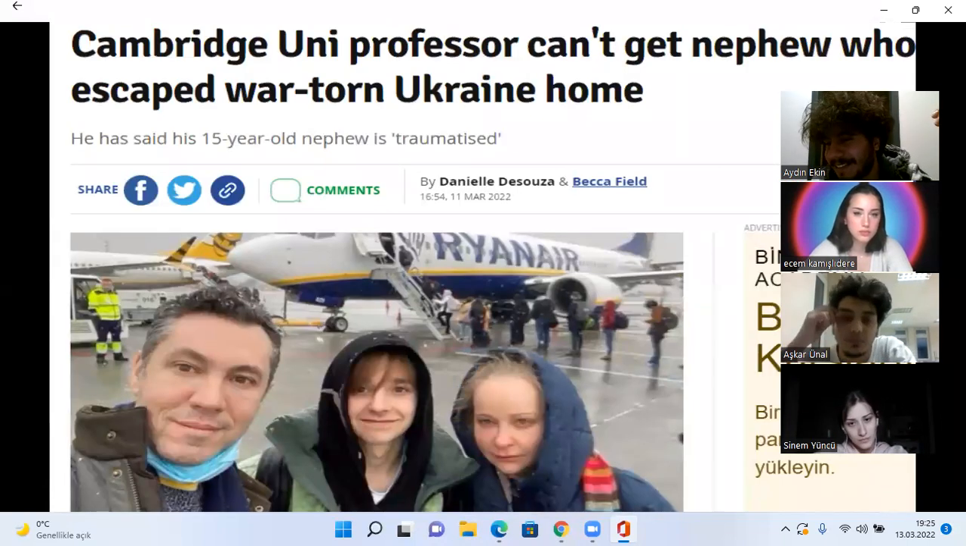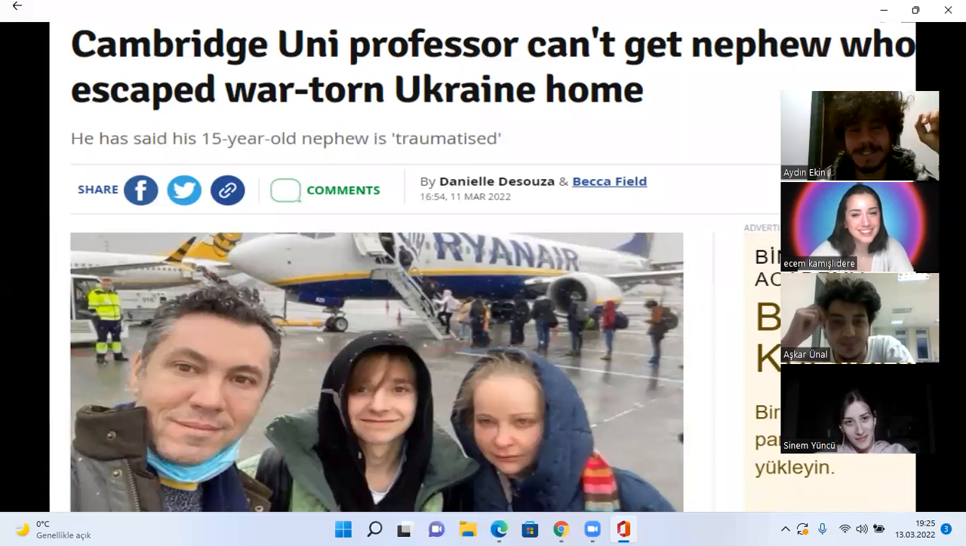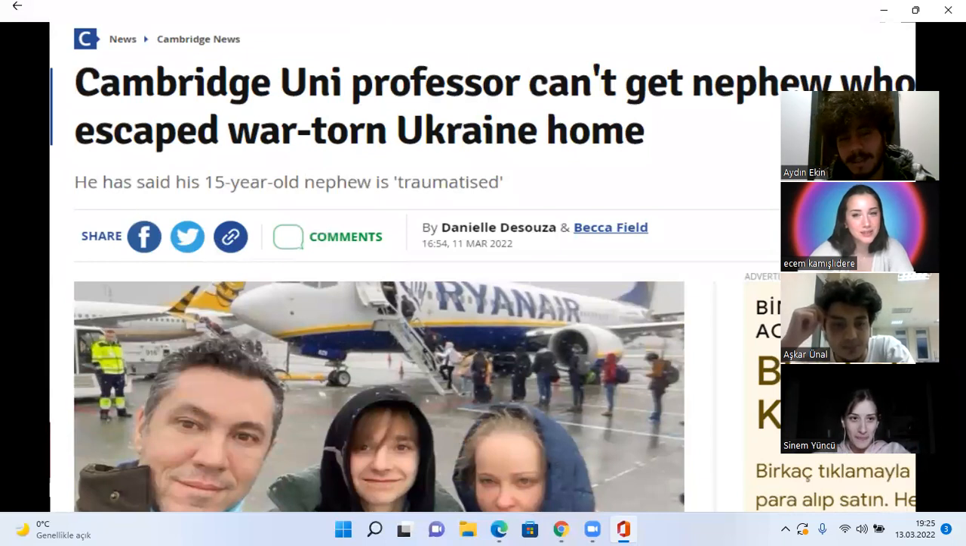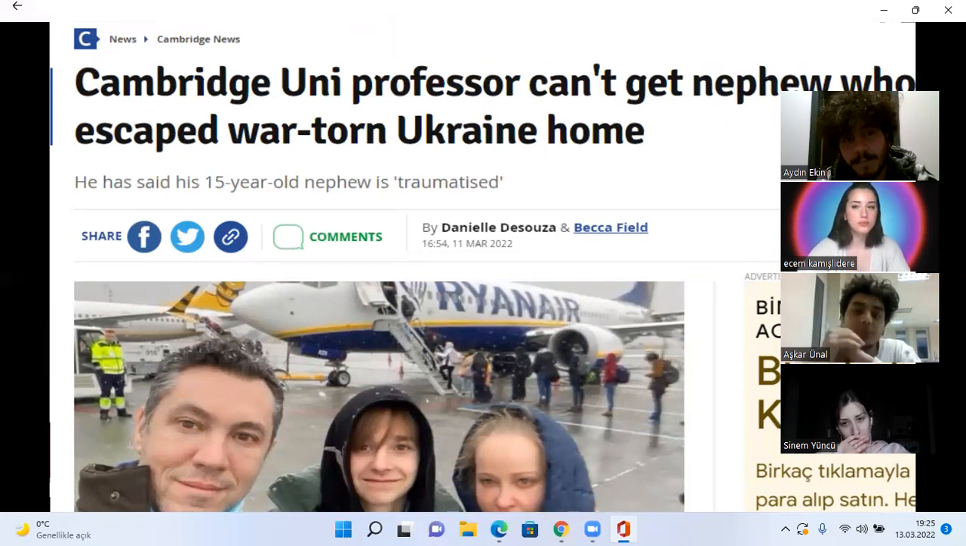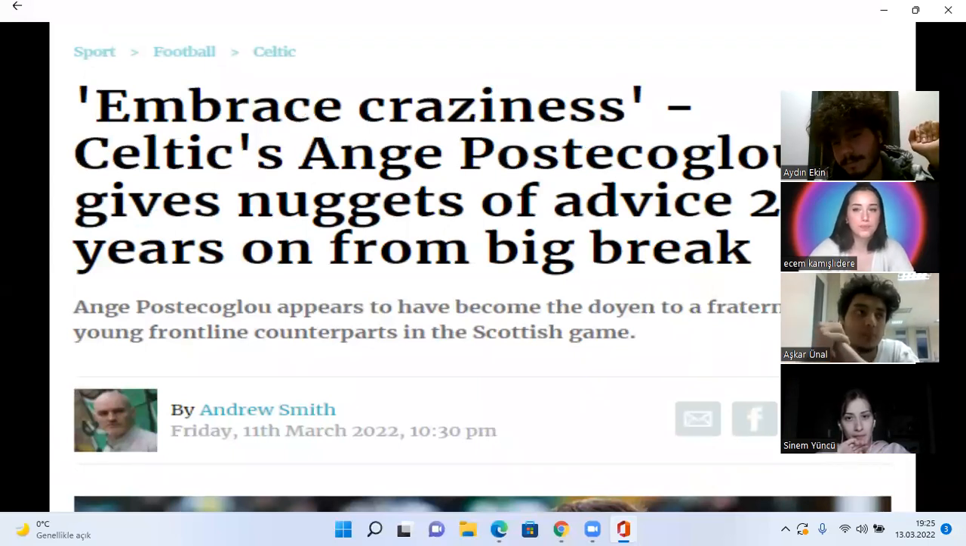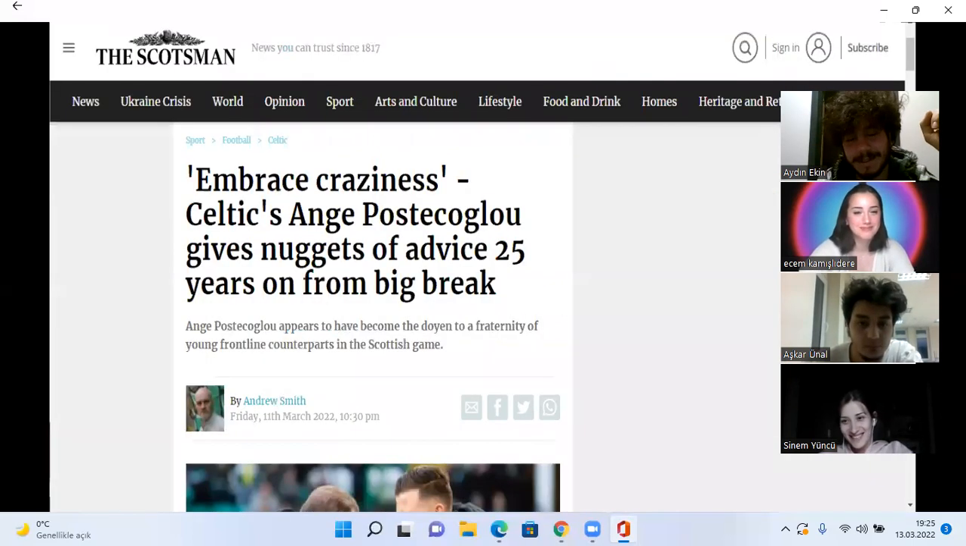So the next one is very clear, I think. Cambridge. Yeah, Cambridge News. As we said before, the Cambridge News mostly publishes local information that's going on around Cambridgeshire. And the next one, this is very clear as well. The Mail on Sunday. Are you sure? It's the Scotsman. Yeah, of course. And if we check the next page, it's about sport news from Scotland area, and that was right too.